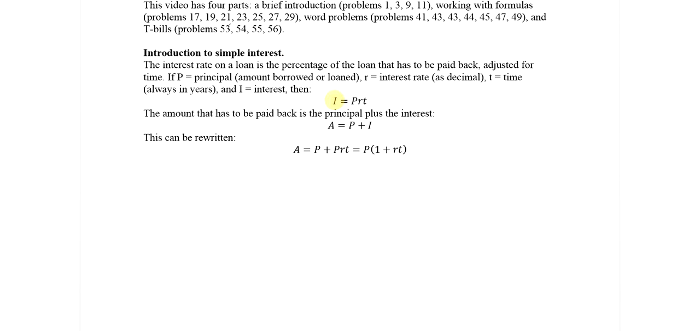So interest is the principal times interest rate times how long you borrowed it for, and time is always in years. How much do you have to pay back? The principal, however much you borrowed, plus whatever the interest was. And so you can rewrite this. The amount you have to pay back, A, is the principal plus the interest, or the principal times 1 plus RT. So 2 notes.